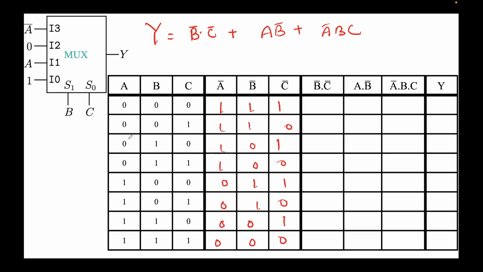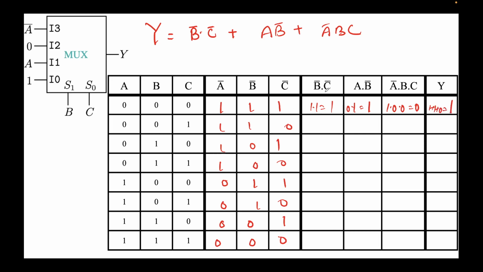A bar is nothing but the inversion of this column, the negation of this column. That's what I have written. So B bar dot C bar: 1 times 1 is 1. A dot B bar: 0 times 1 is 0. A bar BC: A bar is 1, B is 0, C is 0, so this turns out to be 0. And the sum of all these 3: 1 plus 0 plus 0 turns out to be 1.